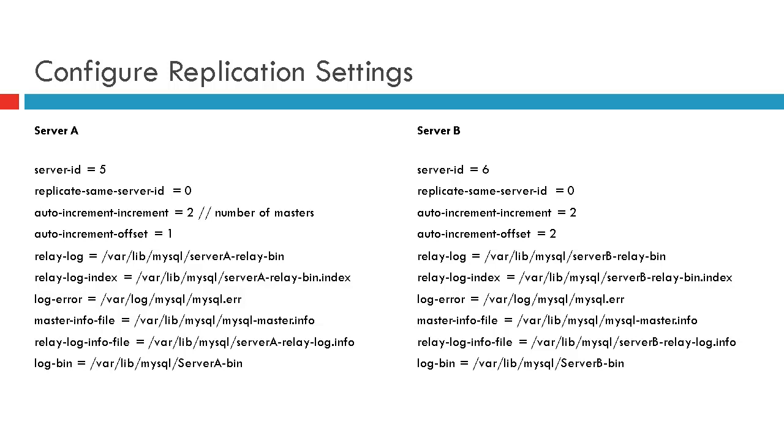The auto increment should be chosen as the number of masters in the replication group, as I mentioned earlier, and the auto increment offset should be chosen as the count representing the specific master. For example, in server A, we have the auto increment offset set to 1, which means the first server. In the second server, server B, we have the auto increment offset set to 2. Let's move on with the other settings.